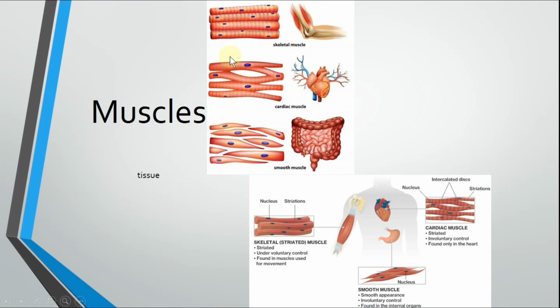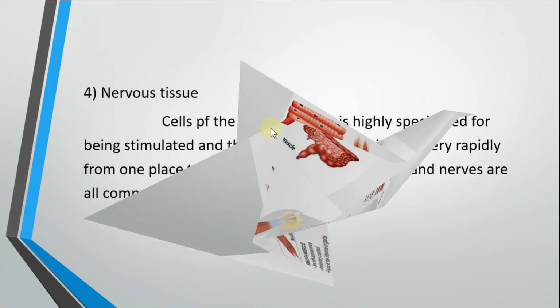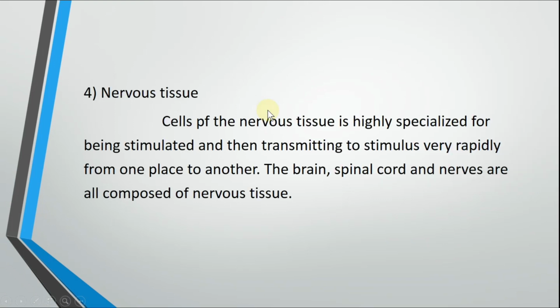Muscle tissue. These are the three types of muscle tissue. As you can see, this is skeletal tissue. This is cardiac muscle which is present in heart. Smooth muscles which are present in small intestine and large intestine. You can see some points in this figure.